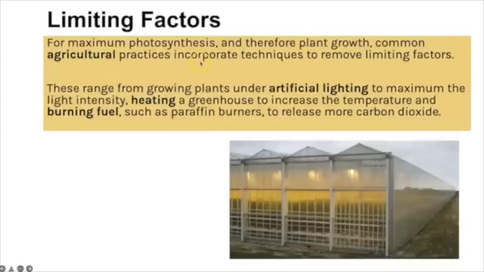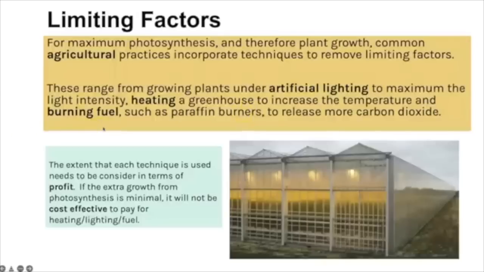So for maximum photosynthesis, in agriculture, when they're growing crops, they need to consider how they can remove those limiting factors to maximise their profits. So sometimes you get application questions linked to this. So the idea of adding in artificial lighting, heating a greenhouse, and that could be through burning fuels because that will also produce carbon dioxide. But all of those additions cost.